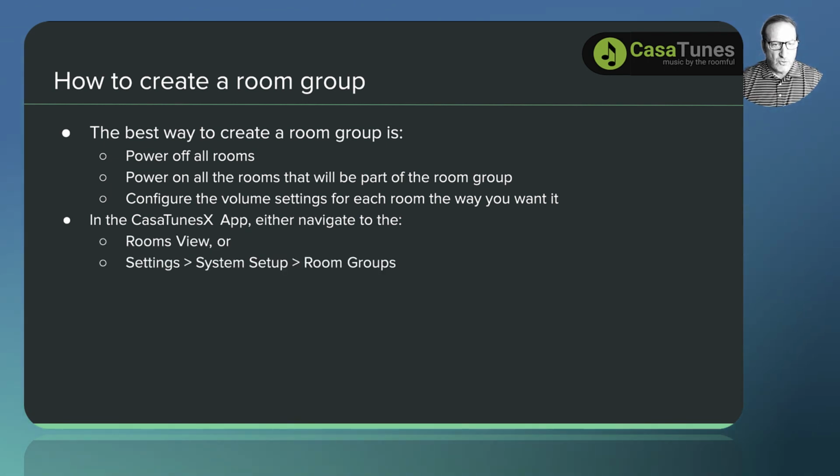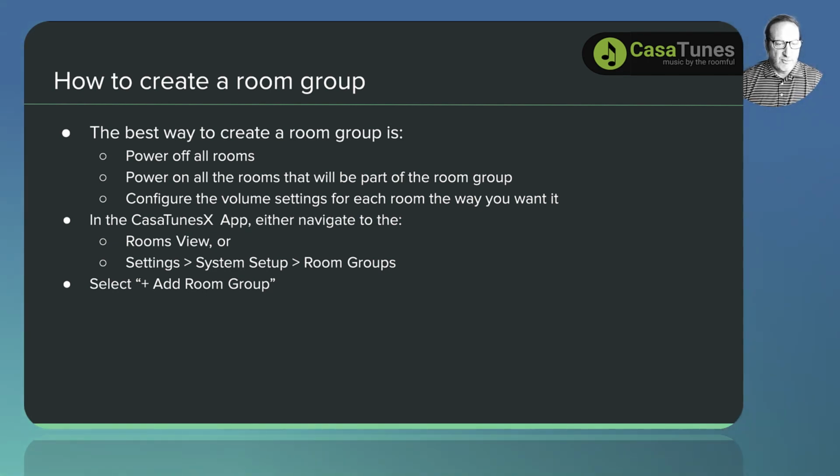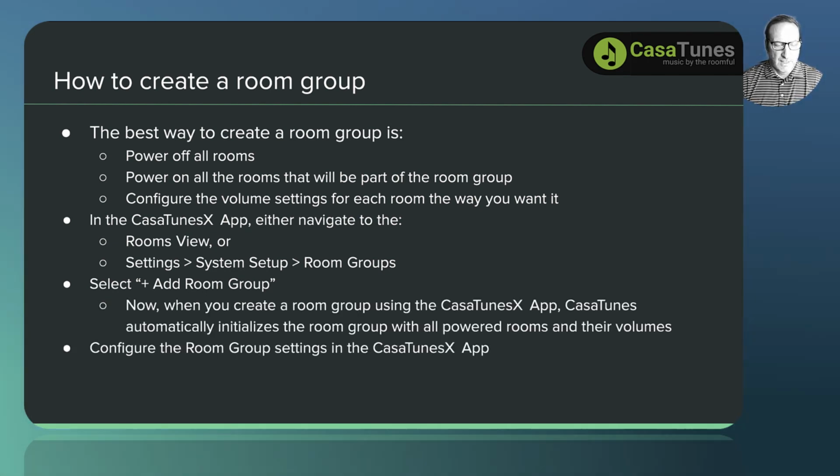So the way to create a room group is you use the CasaTunes X app, and you can either navigate to the rooms view, or you can go to the menu settings, system setup, rooms group. So there's two places where you can configure room groups, but it's really the same code in both instances. And then once you're in that view or in that location within the menus, you'll go ahead and select add room group. But we'll show you this in a second. And then after you've created the room group, you can always go back in and edit the room group settings, and we'll show you how you can do that in the CasaTunes X app.